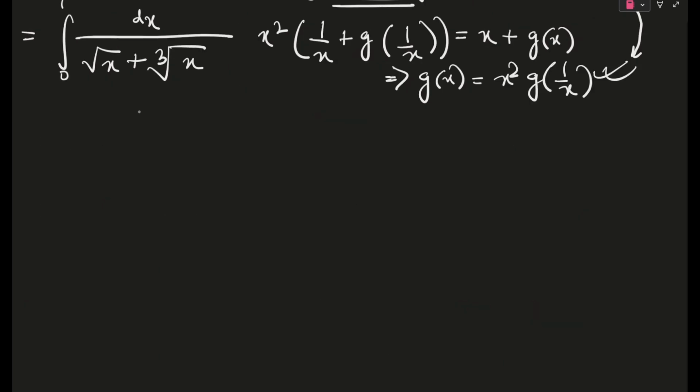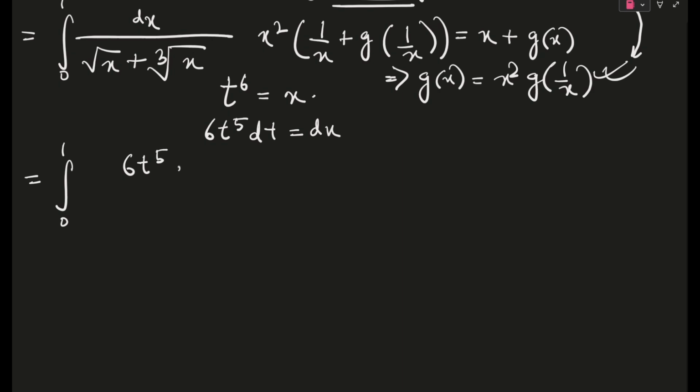Okay, so guys, in this particular place, we'll do a small substitution. We are going to substitute t power 6 as x. So you will get 6 t power 5 dt equal to dx. I hope you can understand why. So this thing becomes integral 0 to 1 6 t power 5 dt whole divided by t cube plus t square. So this thing is pretty easy to evaluate.